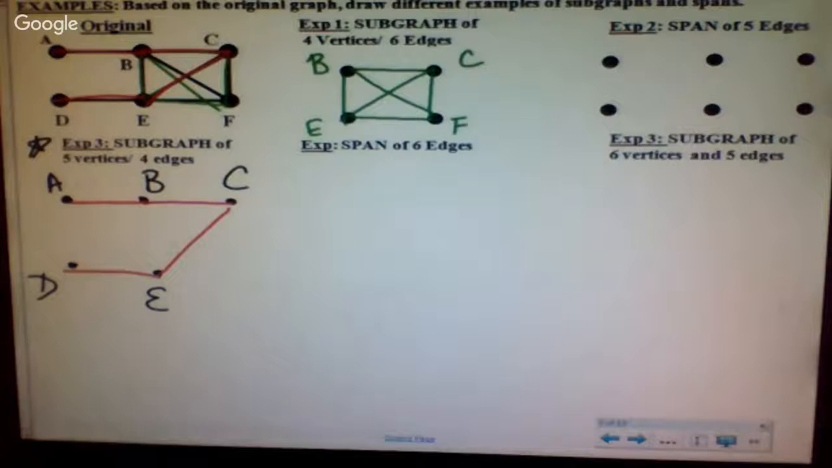Example 3, over here, this subgraph. Why do I have 2 examples? We're just going to roll with it. Okay, example 3 on this side. Subgraph, this time we have 6 vertices and 5 edges. So I need all of my dots from my original graph. All of my terminals. A, B, C, D, E, and F. Okay, this time they want us to connect all of them with 5 edges.